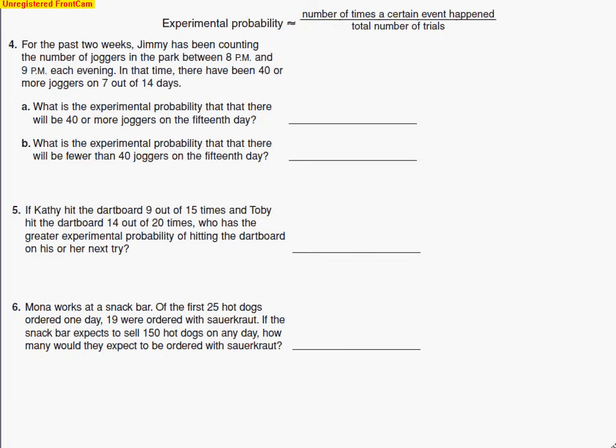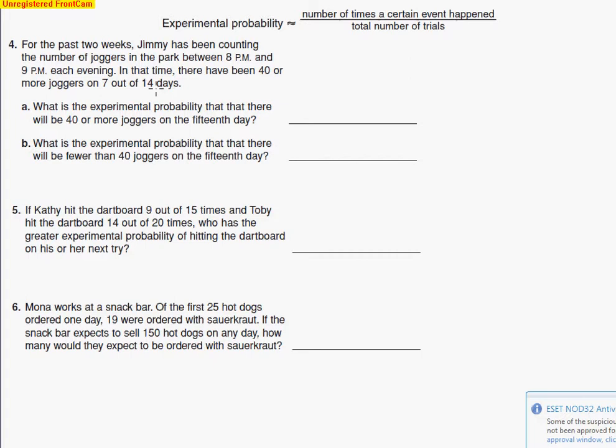This is part 2 of Chapter 8, Section 2, Experimental Probability. So looking at number 4 here, it says, for the past 2 weeks, Jimmy has been counting the number of joggers in the park between 8 and 9 p.m. of each evening. In that time, there have been 40 or more joggers on 7 out of 14 days.